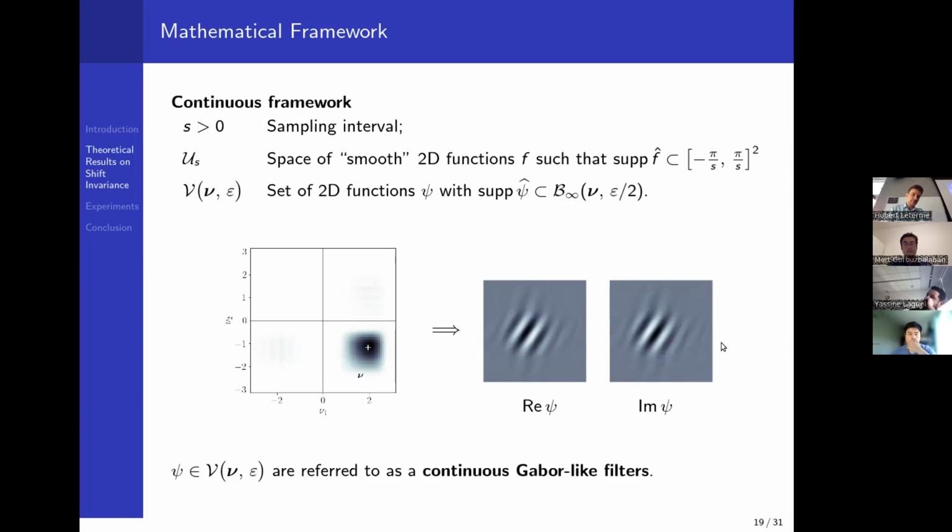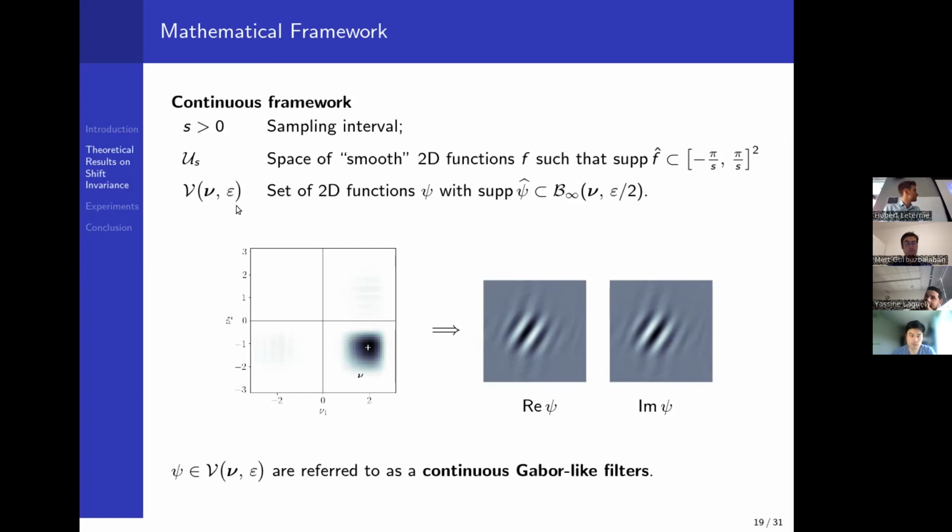And as we will see later, the discrete problem, as introduced here, can be reformulated in the continuous framework. And this is actually much more convenient. To do so, we consider the following notations. For a given sampling interval S, we denote by U indexed by S the space of smooth 2D functions with the Fourier transform supported in a square window centered in 0. And the size of the window depends on the sampling interval.